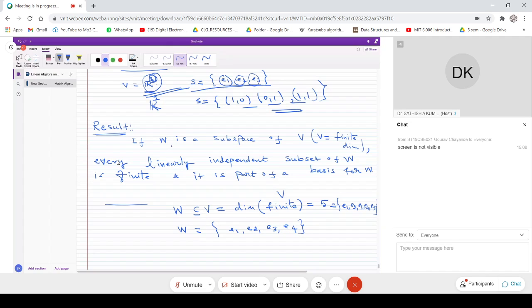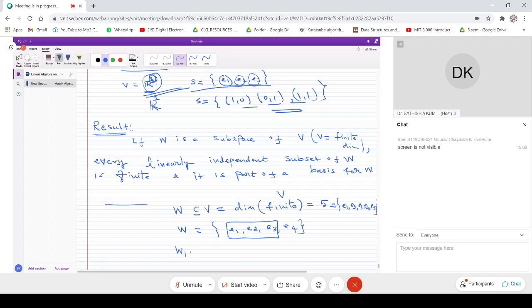But what does the theorem say? If W is a subspace of V of finite dimension, every linearly independent subset of W is finite. If you take 3 vectors like this, a subset of this, and all these vectors are independent, then it is a basis. That is what we had seen in the earlier case also, but we are generalizing in a more general form. If every linearly independent subset of W is finite, then it will form a basis, or it is a part of a basis.